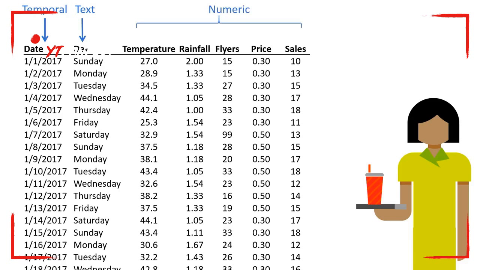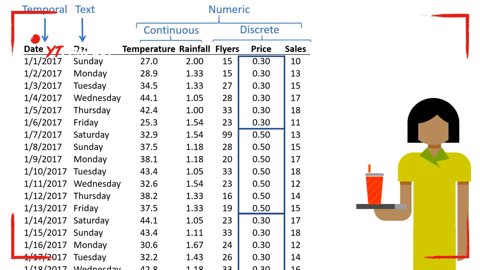The remaining fields are numeric. They contain numbers. But there are different kinds of numeric field that we should consider. Temperature and rainfall are continuous. In other words, they're measurements on a scale. Sales and flyers, on the other hand, are discrete. We count them rather than measure them. Rosie can't make 10.5 sales, for example.